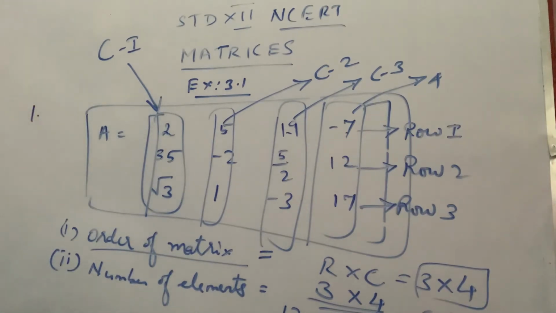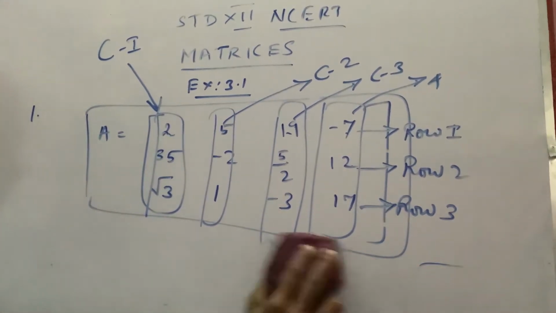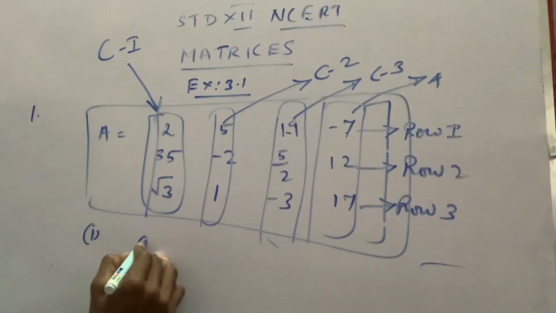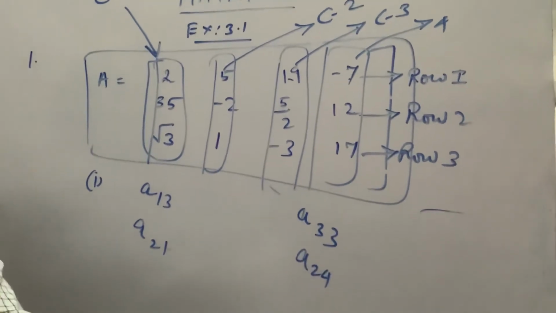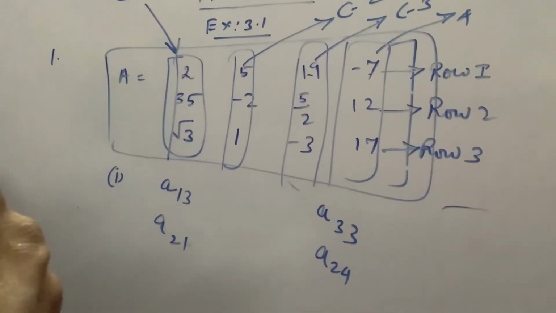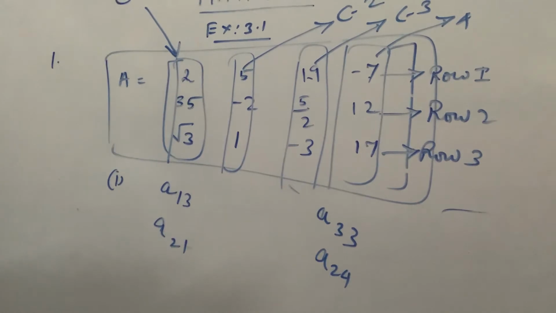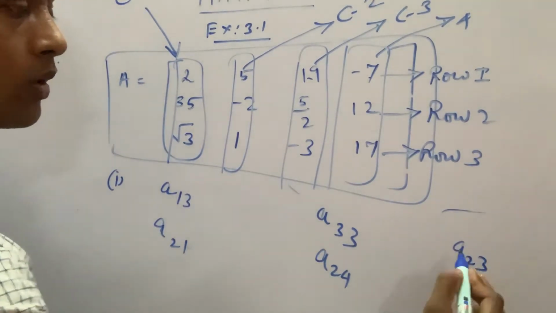Okay. So the next question they are asking, write the elements. Specifically, they are asking for the elements A13, A21, A33, A24, and then you're asked to write the next element, which is A23. Okay, let's see one by one.